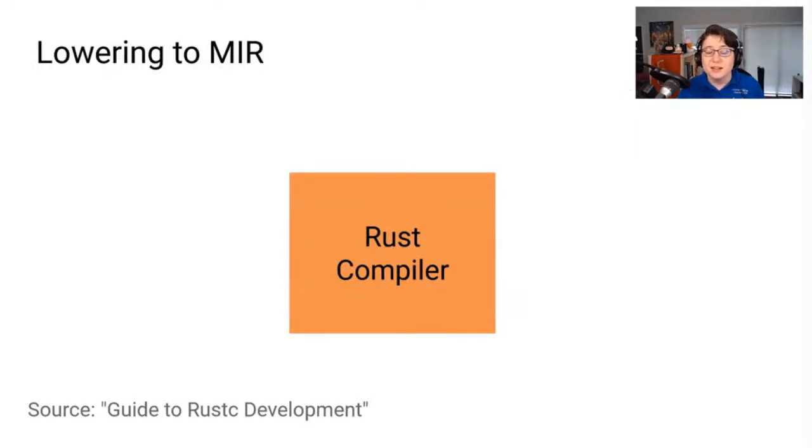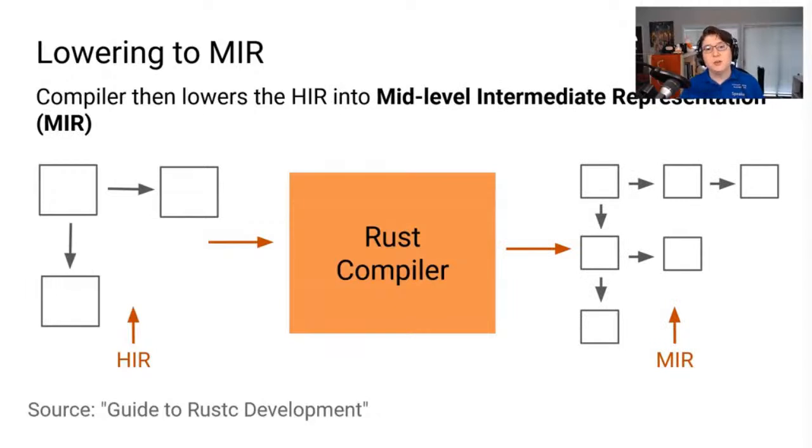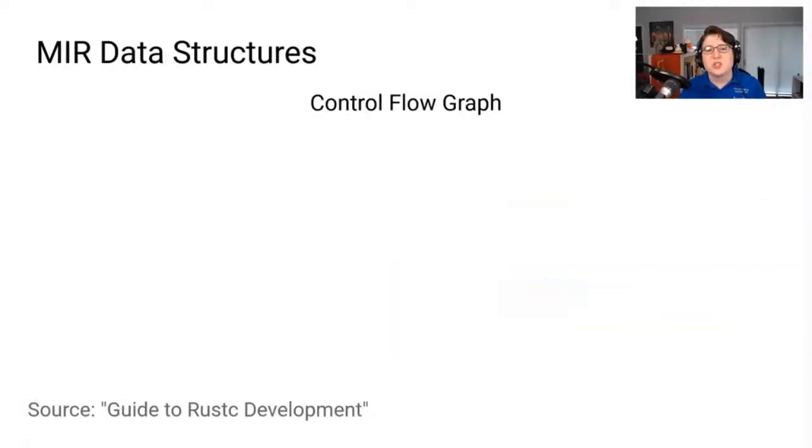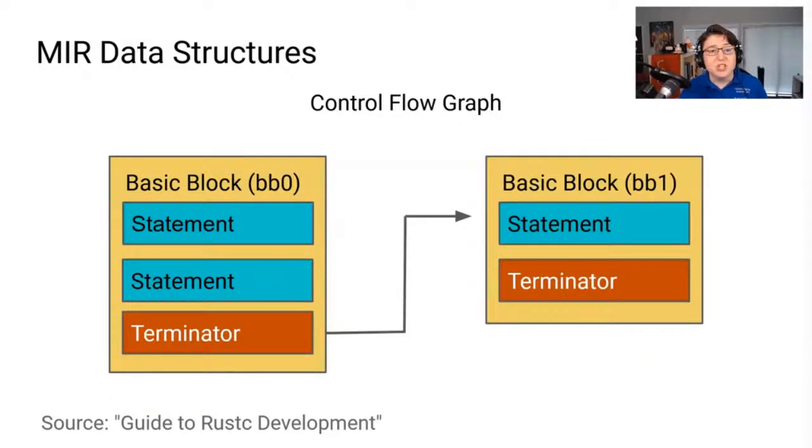The compiler then takes the HIR and lowers it again into the mid-level intermediate representation, also known as the MIR. The MIR is constructed as a control graph. The units within this graph are called basic blocks, which are identified with values like BB0 and BB1. Within these blocks, each has a sequence of statements that execute in order. The very last statement is known as a terminator. This controls when and how the program proceeds to another basic block.